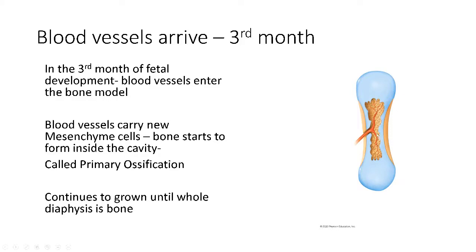It's called primary ossification because this is the first place in the bone that we start to make bones. Notice that the ends, the epiphysis, are completely cartilage still, and it will continue until the whole bone diaphysis is done. It starts at about month 3 and it goes until about month 6 before we have the full diaphysis. So this process takes about 3 months.